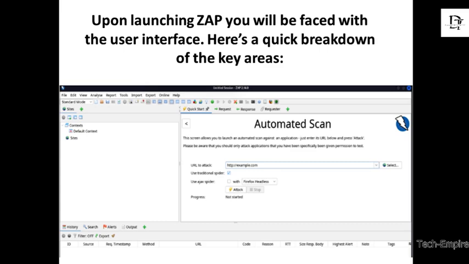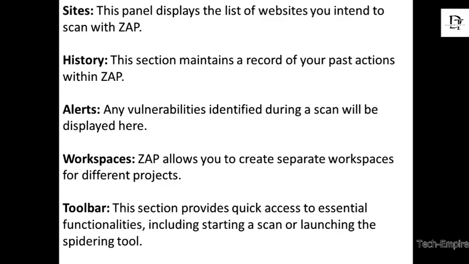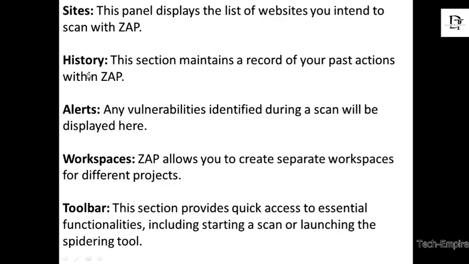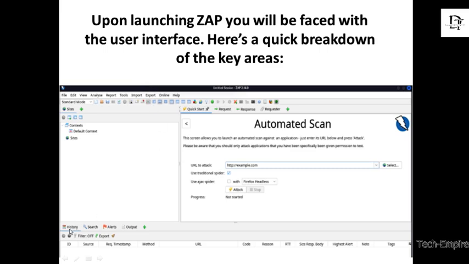So after that, we have this point to quickly discuss. The first thing is the site. This panel displays the list of websites you intend to scan with ZAP. It's located somewhere here, which is this. The next thing is the history. This section maintains a record of your past actions within ZAP, which is always around here.